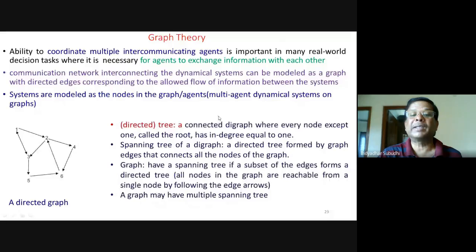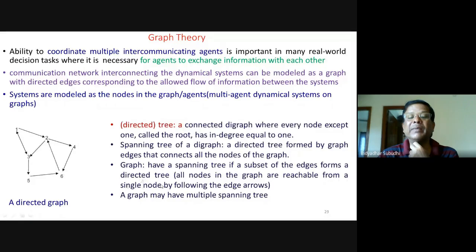A directed graph means a connected diagram. Diagram means the graph connecting all these agents, where every node except one, called the root, has in-degree equal to 1. So the root is the starting node, which has to be found out. Then there is some terminology like spanning tree of a graph: a directed tree formed by graph edges that connects all the nodes of a diagram. This is called a spanning tree.